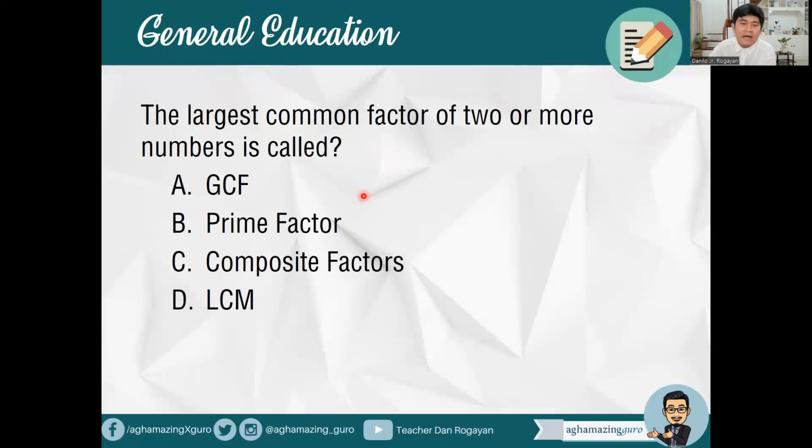The largest common factor of two or more numbers is called A, greatest common factor, B, prime factor, C, composite factors, D, least common multiple. What's the answer, future LPTs? The largest common factor is, of course, okay, pwedeng, ano dyan, no? Context clue, largest, of course, that is greatest, no? Greatest common factor is the largest common factor of two or more numbers.